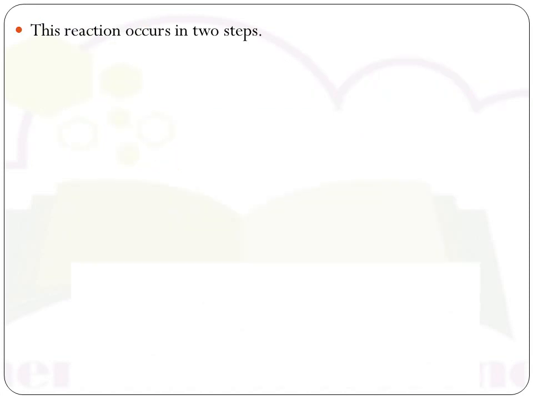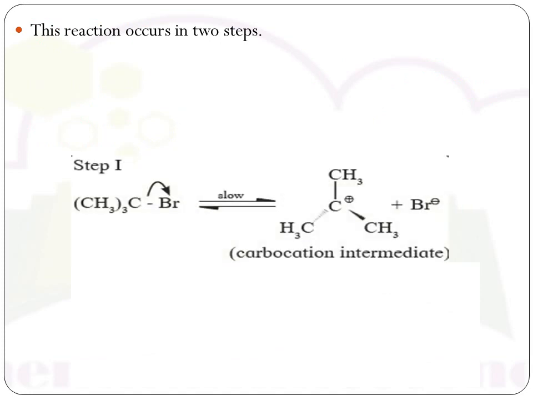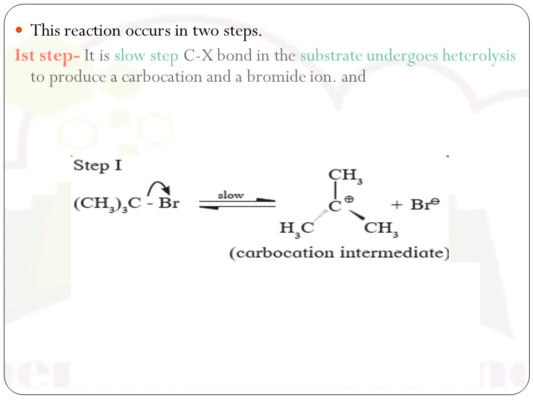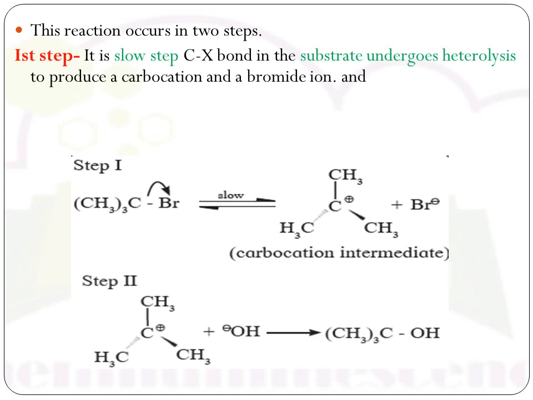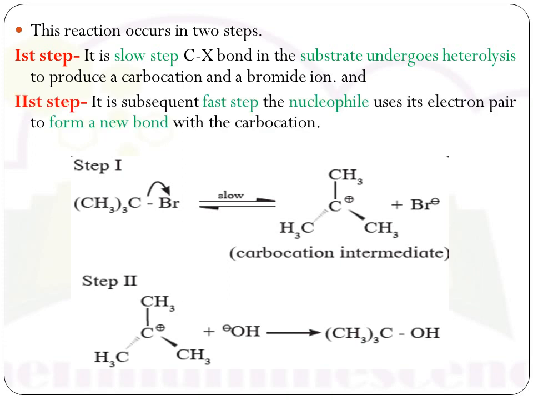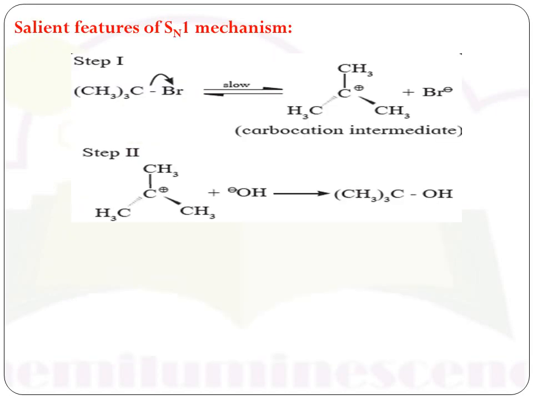Let's see how the reaction occurs. This reaction occurs in two steps. The first step is the slowest step in which tertiary butyl bromide undergoes hydrolysis and forms a carbocation and bromide ion. This is the slowest step. The second step is a fast step in which the nucleophile attacks the carbocation and forms a new C-OH bond and gives the product.